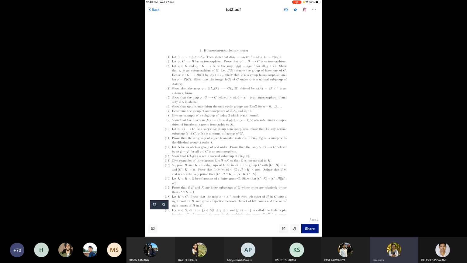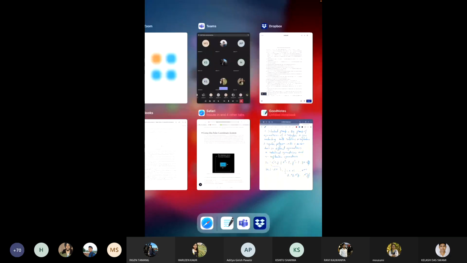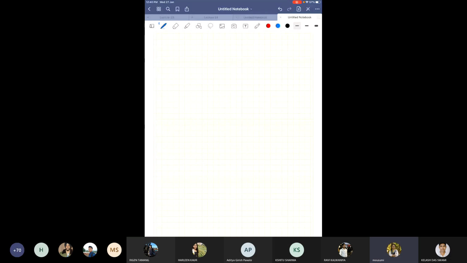Anybody has done question number 15? We would like to see the relation. So I think the LCM of M and N is less than or equal to G colon H intersection K, which is less than or equal to MN. Can somebody tell me? Where M is G colon H and N is G colon K.